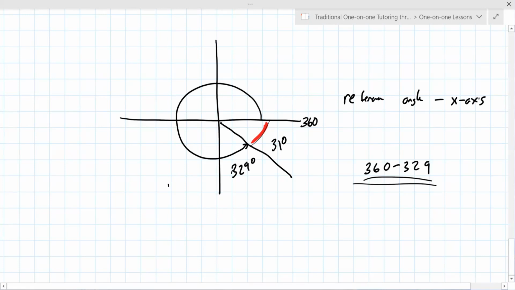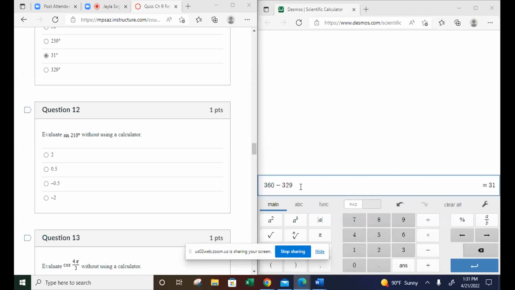Whenever you're ready, go ahead and share your screen. So we'll take a look at the next one. Okay. This one I would just use a calculator for, even though it says not to, because you have a calculator available. Make sure your mode is in degrees. Would I subtract this one by 360 also? No, the calculator can handle that.